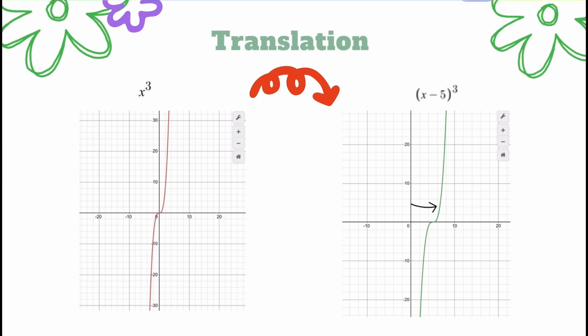Next, we replace the x in the default equation with x minus 5. So the equation will be x minus 5 cubed. The graph will shift to the right by 5 units after it undergoes the translation.